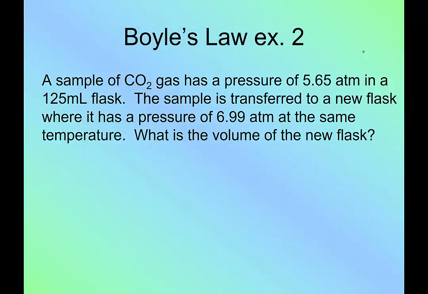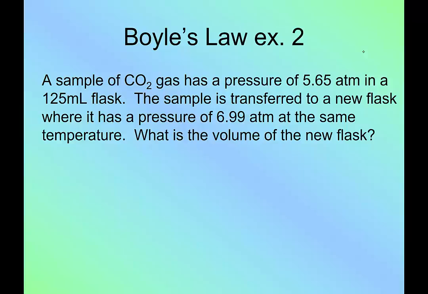A sample of carbon dioxide gas has a pressure of 5.65 atmospheres in a 125 milliliter flask. The sample is transferred to a new flask where it has a pressure of 6.99 atmospheres. So what has changed in this one is the pressure. Last time we changed the volume. And now it asks for what's the new volume.